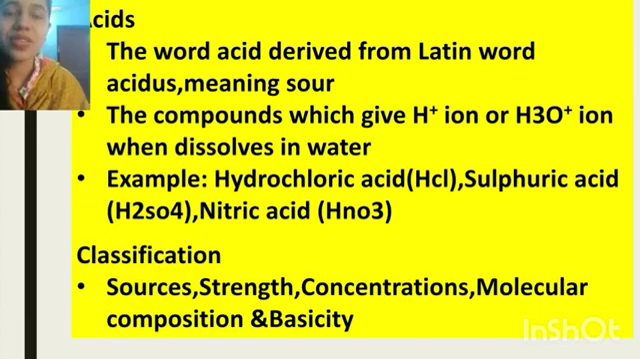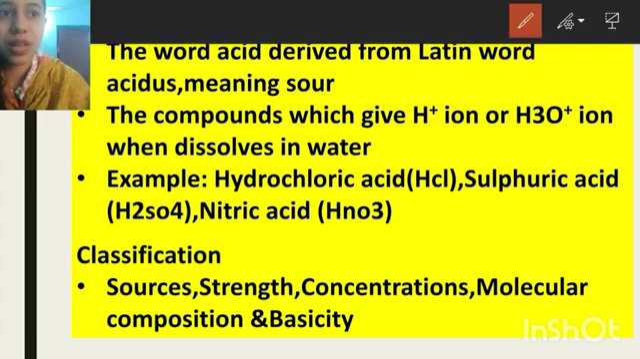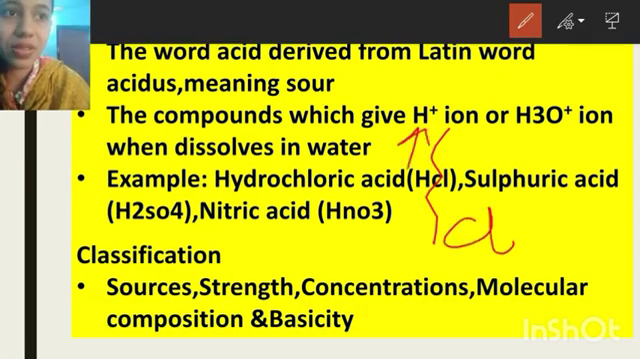Acid. The word acid is derived from the Latin word acetus, which means sour. When a compound is dissolved in water, it undergoes dissociation and gives H plus ions or hydronium ions. Examples: hydrochloric acid, sulfuric acid, nitric acid. In the case of HCl, it undergoes dissociation to give H plus ion and Cl minus ion.